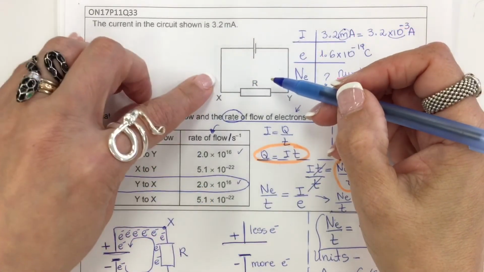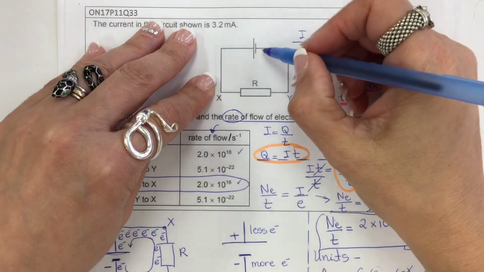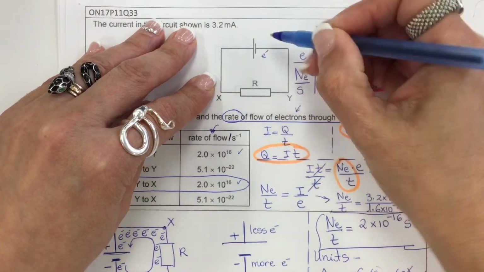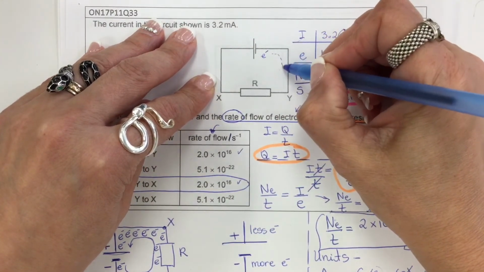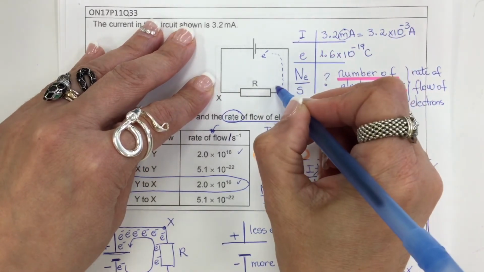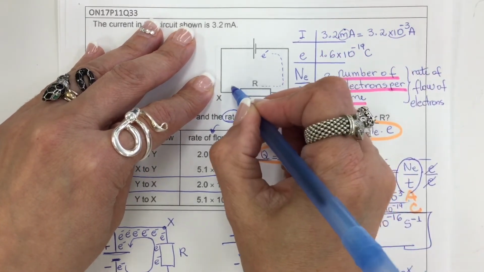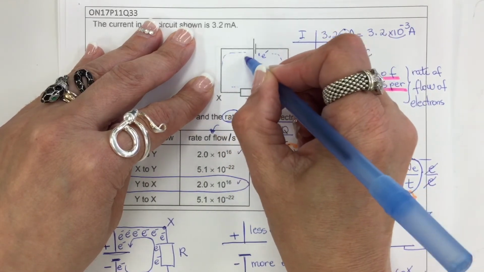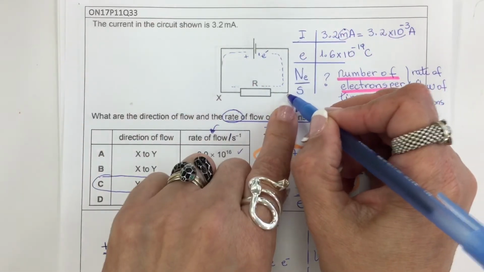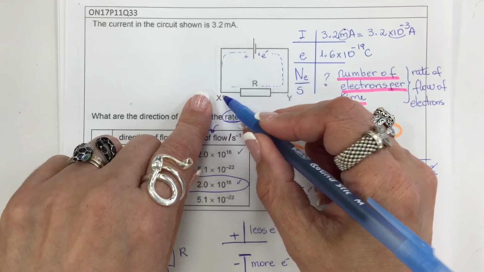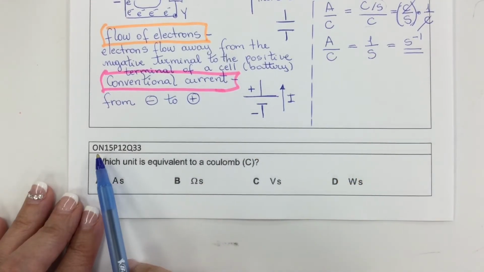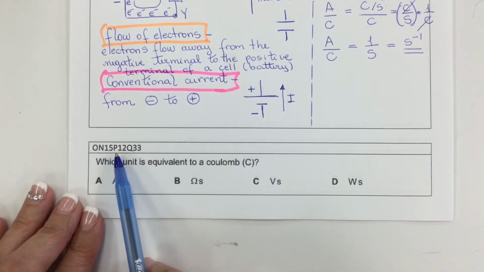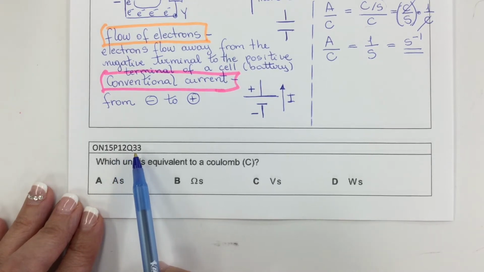So this is the original circuit. So the electrons, not the current, the electrons are going to be flowing from the negative to the positive, from Y to X. Question from October, November 2015, paper 12, question 33.